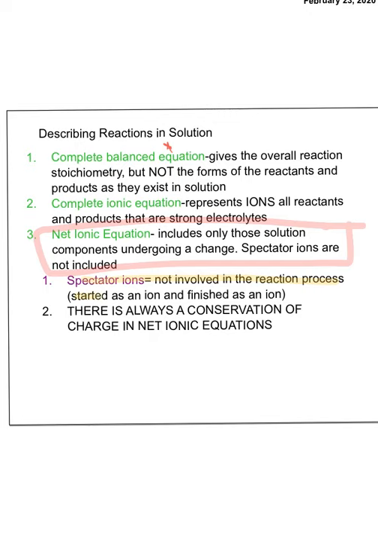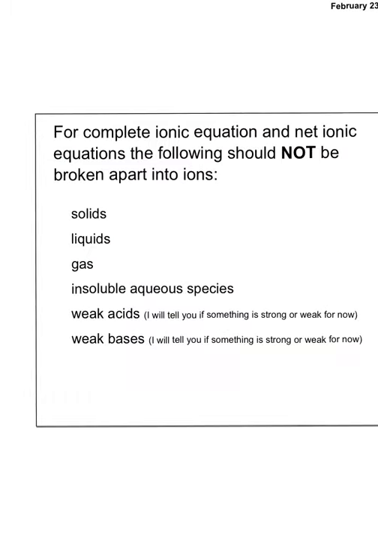There are some elements, compounds, ions that are not involved in the reaction, they're called spectator ions. So they are present, but just like a soccer game, they are not actually playing the game. They are the audience or the spectators in the crowd. So when I go from the regular reaction that we're used to seeing to the complete ionic equation, these are things that we are not going to break apart into ions.